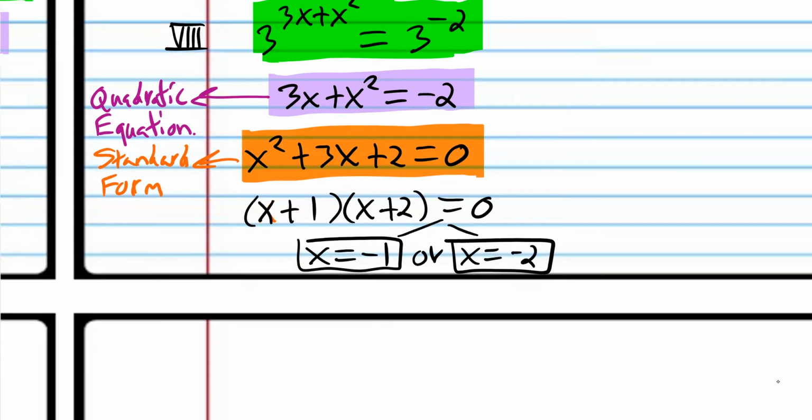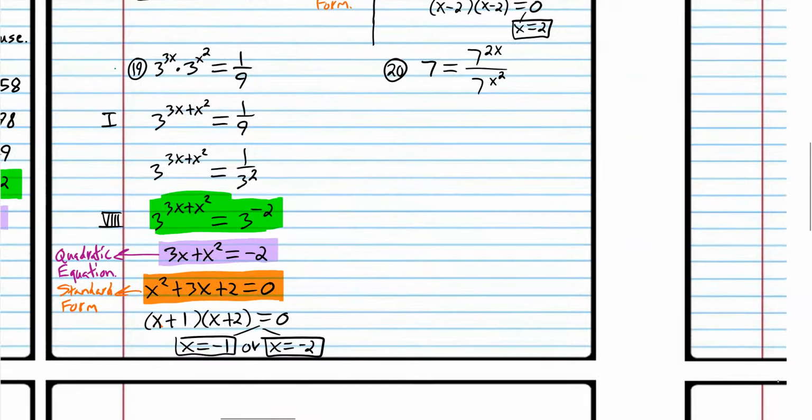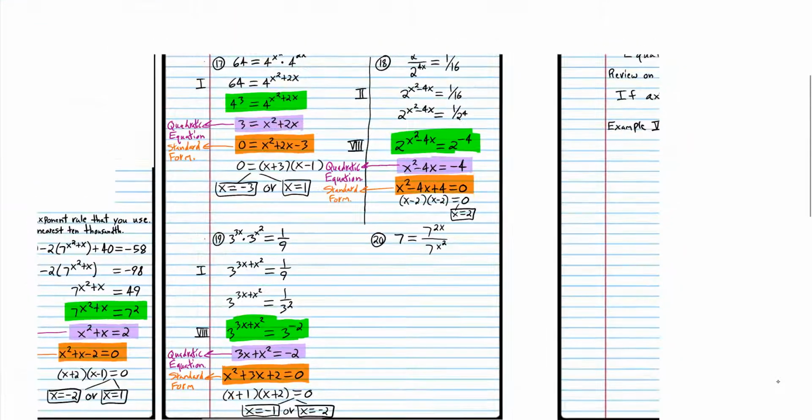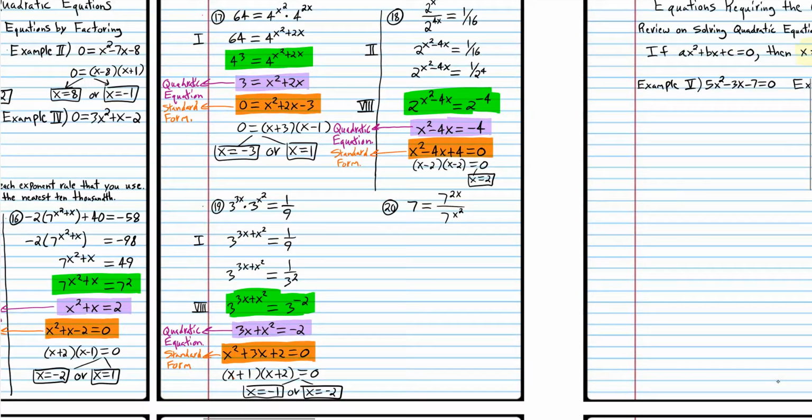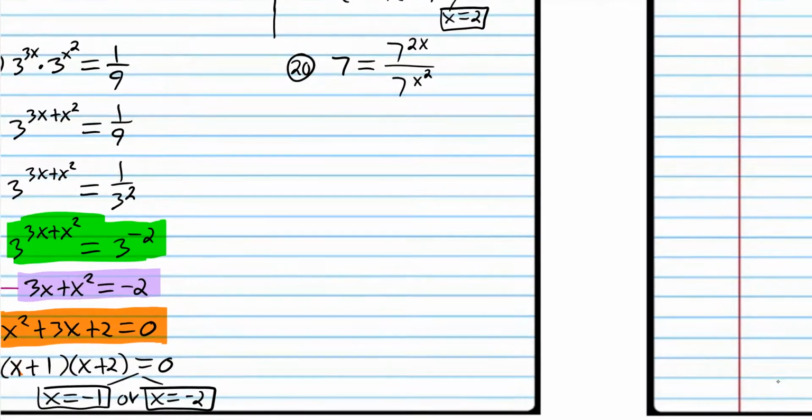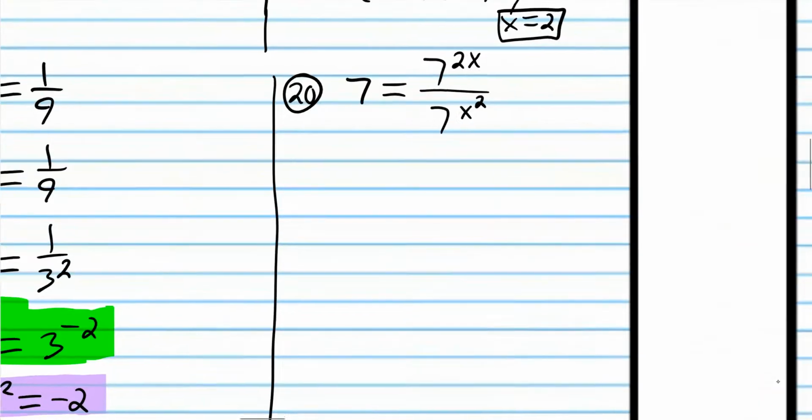If you got those answers, that's very good. Good job. Okay, try number 20. You can use number 18 to help you. And when you come back, we'll do it together. All right, we're back. So we're going to use rule number 2.